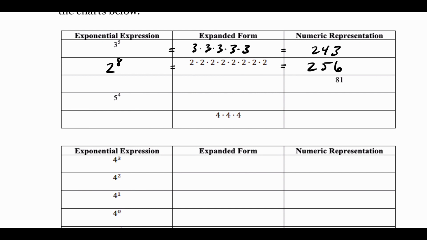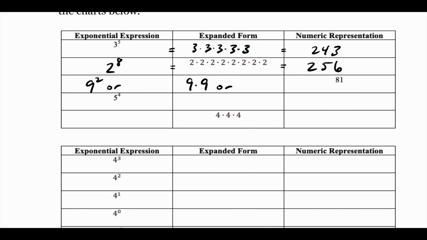So 81. If 81 is the numerical representation, what would the exponential be? 9. How many nines? You're right, 9, not to the 9th power. Squared, because it'd just be times itself. That works. 9 squared makes 81.